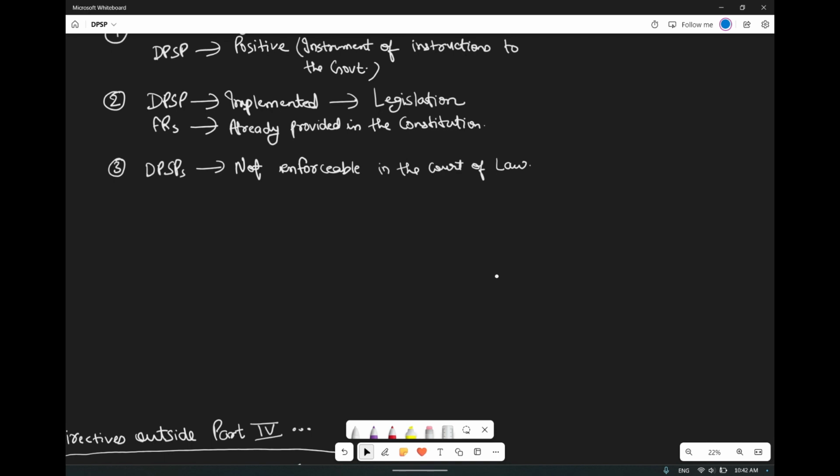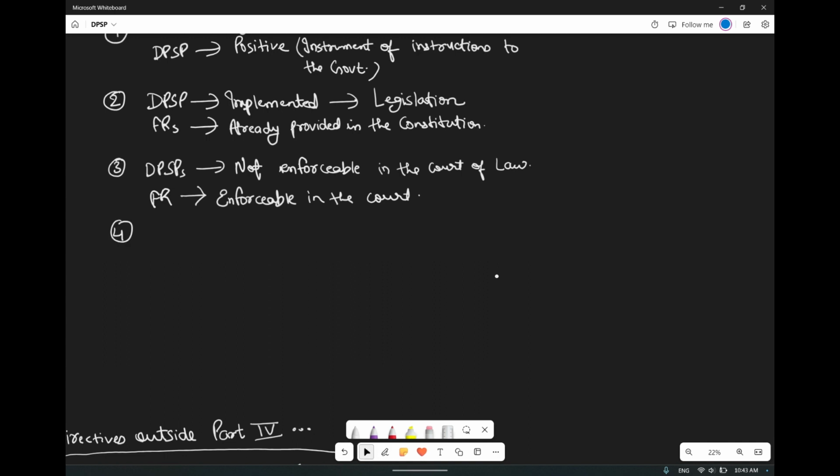And it does not create a justiciable right in favor of individuals, while fundamental rights are enforceable by the court. Regarding fundamental right violation, you can directly approach the Supreme Court. But for other civil or criminal law, there is a procedure: you go to the local courts, then the high court, and then you can appeal to the Supreme Court. But in the case of fundamental right violation, you can directly approach the Supreme Court. So fundamental rights are enforceable in the court.